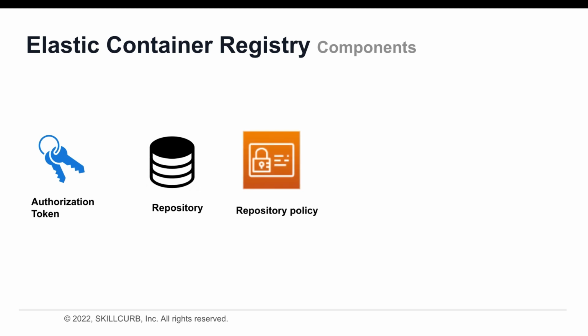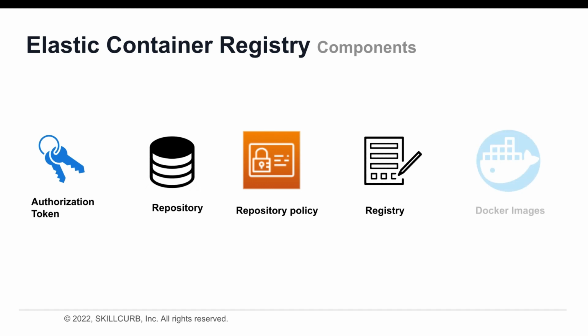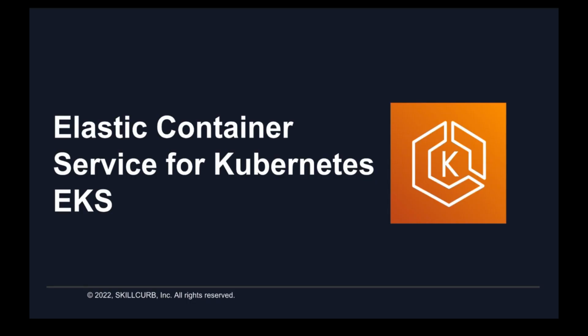Repository policy. With repository policies, you can manage who has access to your repositories and the images they include. Registry. Each AWS account comes with an Amazon ECR private registry, in which you may build one or more repositories and store images. The Docker image. This is the file that a Docker container uses to execute code. Container images may be pushed and pulled into your repository. These images may be used on your local development system or in Amazon ECS task definitions.